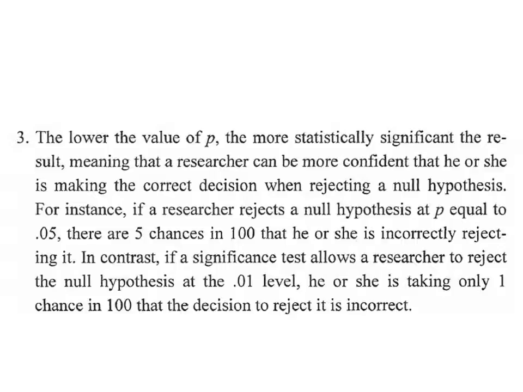So if a significance test allows us as researchers to reject the null at the 0.01 level, we're only taking a 1 chance in 100 that the decision to reject it is incorrect. If you're still confused about the levels, whether it's a 0.05, 0.01, 0.001, go back and look at that particular section.